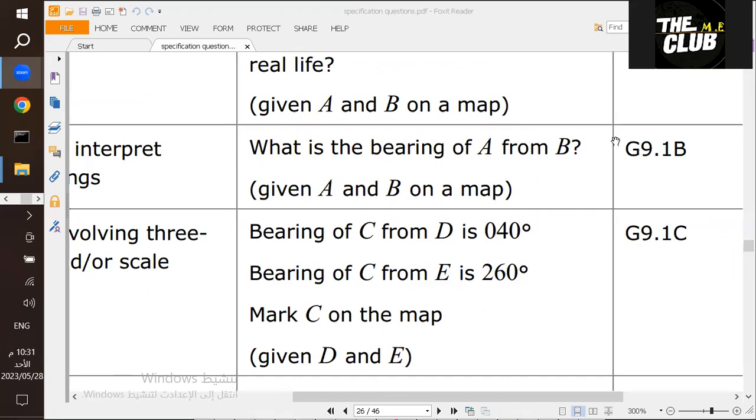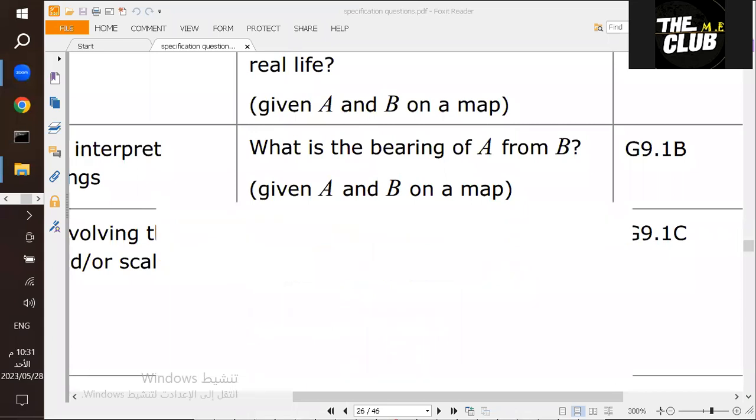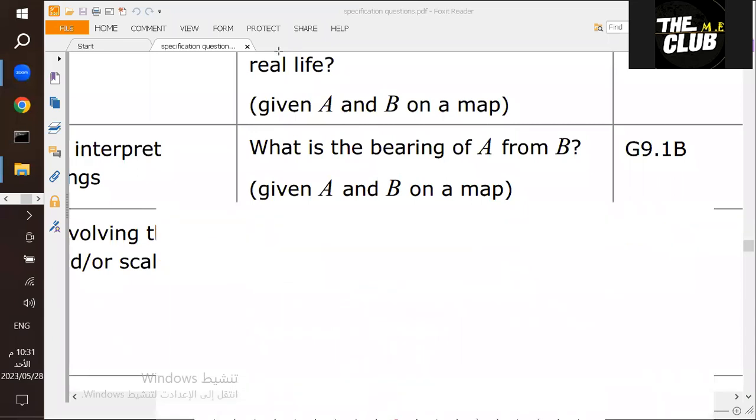What's the bearing from A to B? Same idea. They will give you 2 points. We talked about this last year. Point A, point B, like this. And they will tell you what's the bearing between them. The first step we do in bearing is, we match the points. And then we draw the north line.